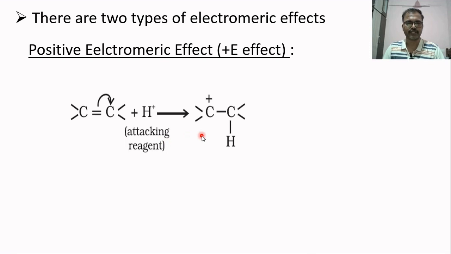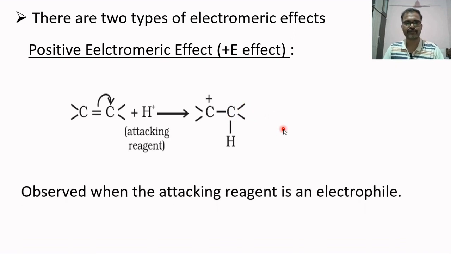That means the electromeric effect which involves the transfer of the electron pair forming a pi bond to the multiple bonded carbon atom to which the reagent gets attached is called the positive electromeric effect. It can be observed when the attacking reagent is an electrophile. See, the positive electromeric effect is observed only when an electrophile approaches the unsaturated compound.